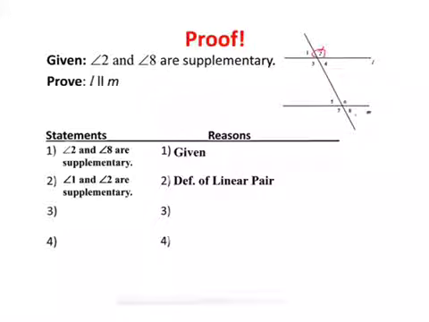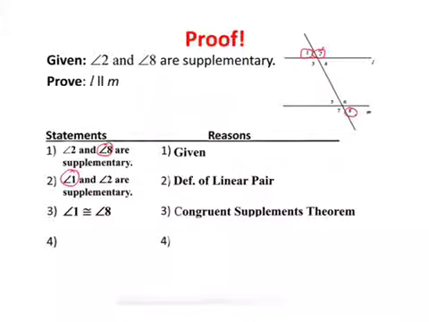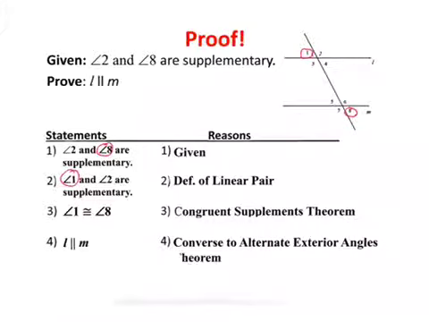So right now I've got this angle and this angle were supplementary. Now I've proven that 1 and 2 are supplementary. But at this point, I should notice that angle 2 is supplementary to 8 and angle 2 is supplementary to 1. So if these two angles are supplementary to the same angle, they must be congruent. So 1 is congruent to 8 by the congruent supplements theorem again. And in this case, if 1 is congruent to 8, we've got alternate exterior angles, so we can say that L is parallel to M by the converse of alternate exterior angles theorem.